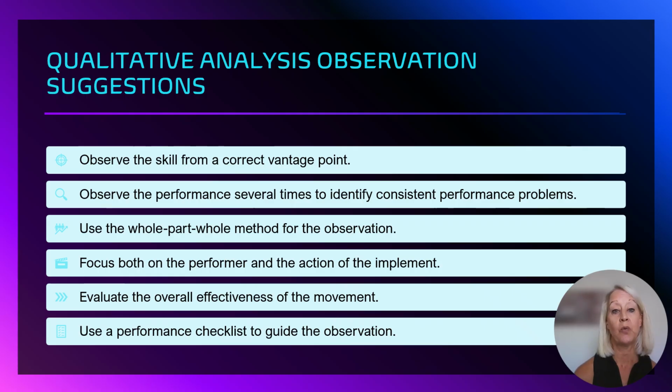To perform good qualitative analysis, it's important to choose the right vantage point. But I would expand upon that and say that you want to look at different vantage points. It's just like with camera analysis. You want to look from different points because you see things differently. You also want to watch multiple times and use a whole method that looks at the entire movement, then at individual elements, and then the full movement again. And use a checklist and observe both the performer and any equipment involved.